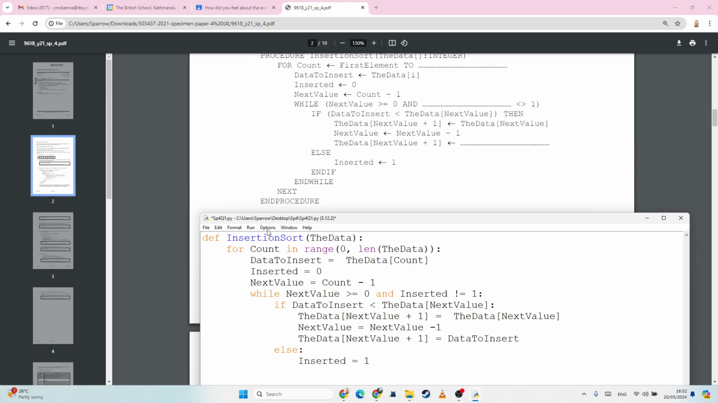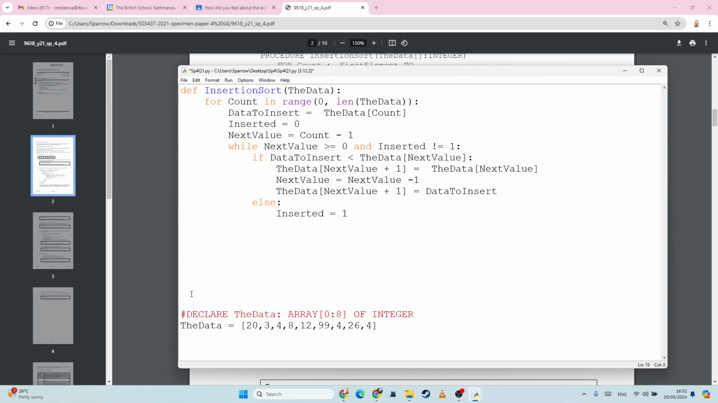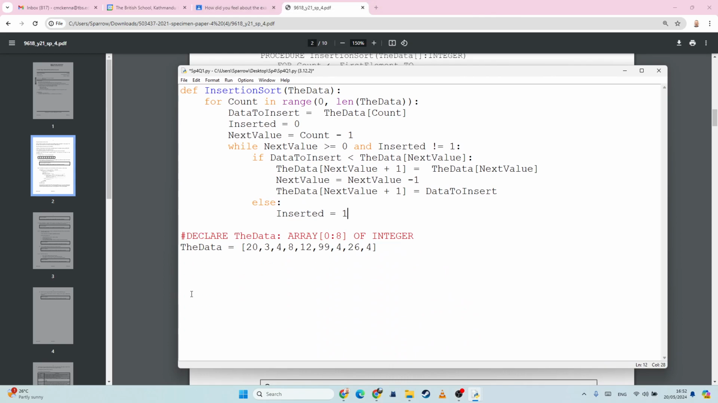Okay, so hopefully, but I probably want to double check everything. Well, let's just run it and see what errors I'm getting, and then I can work with it from there. So again, we're lucky with paper 4, we can actually run stuff, so we don't have to get it right first time like we do when we're doing paper 3 or paper 2. I'm going to do insertion sort on the data.